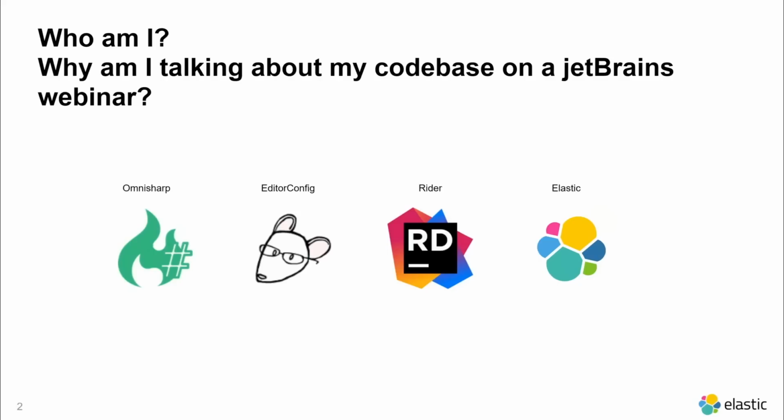So who am I and why am I talking about my codebase on the JetBrains webinar? I've been a .NET developer for quite some time. I started to get a little bit frustrated with Visual Studio, so a couple of years ago I joined the OmniSharp project to create a better editor experience for .NET. I started the Atom plugin for OmniSharp, and I did the website and the logo. But soon after, Rider came along, and I jumped ship to Rider, and I've not looked back. I don't think I've opened Visual Studio in the past 2 years.